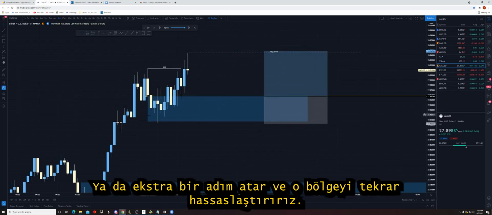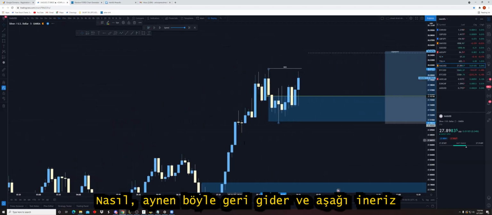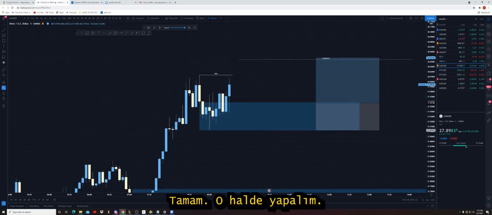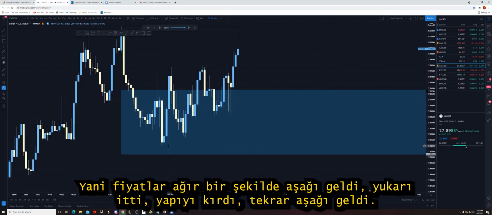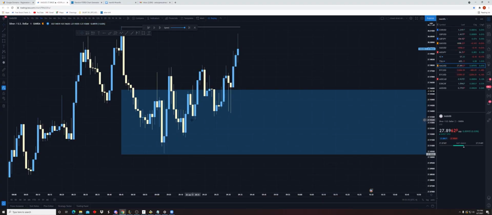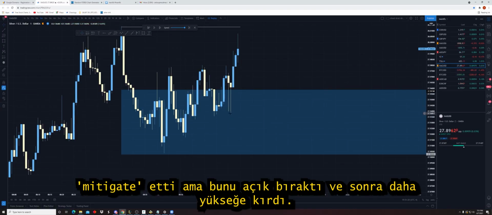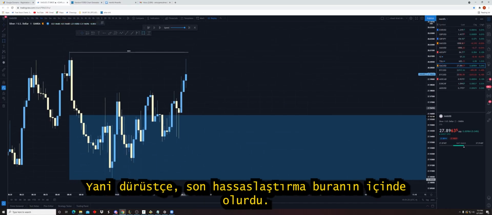Or we take it the extra step and we go and refine that zone again. How so? We go back, just like that, and we go lower and ask ourselves about the story that was delivered in price down here, okay? So let's do it. Let's go to 1 minute and ask ourselves about the story. So price came down heavily, pushed higher, broke structure, came back down, liquidated lows, pushed higher, came down, mitigated these points here, broke higher, mitigated here, broke higher, mitigated, but left this open and then broke higher. So honestly, the last refinement would be in here.